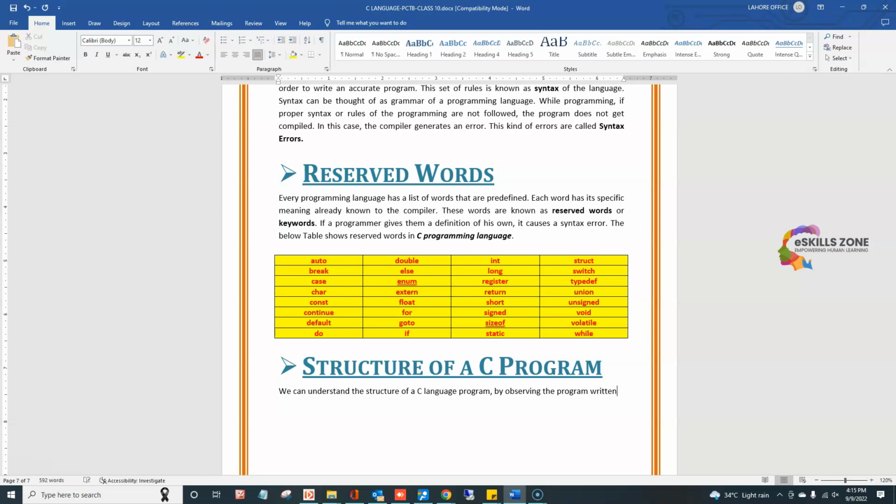We can see that the program can be divided into three main parts. When we talk about C language, it has three main parts. The first part is called the link section or header section.